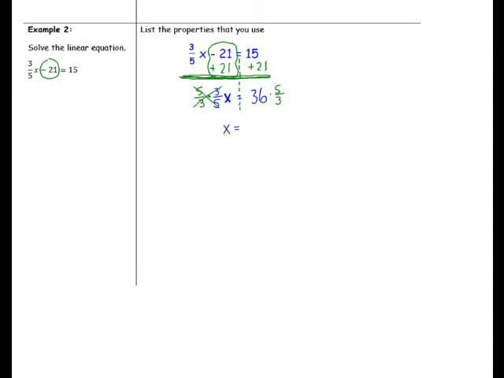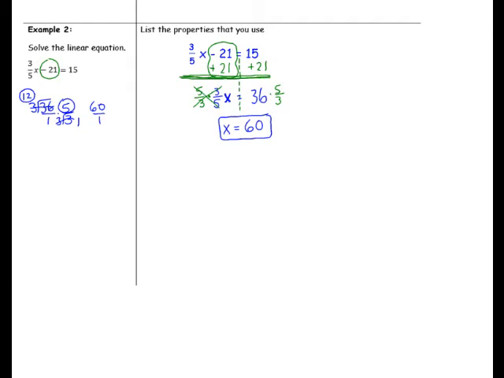And 36 times 5/3. Well, that would look like this, 36 over 1 times 5 over 3. These have a common factor of 3. 3 goes into 3 once, 3 goes into 36 12 times. Simplify, 12 times 5 is 60. 1 times 1 is 1. And so the value of x that makes this equation true is 60.